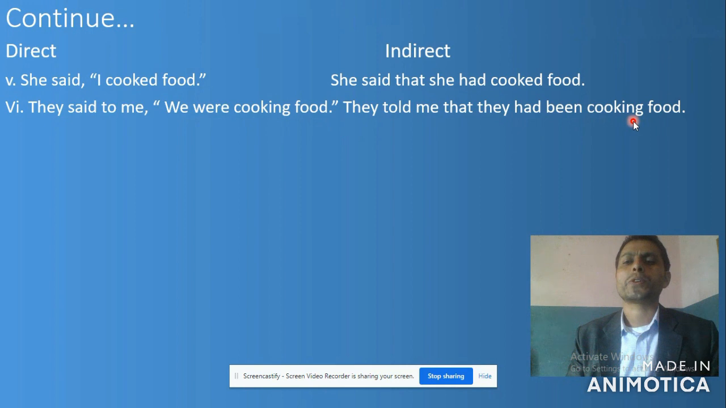Had been plus verb is what? The structure of past perfect continuous. Got it? Well, now look at the next example sentence here on the screen.